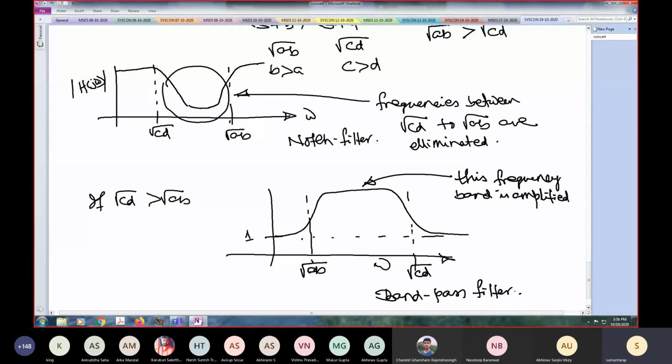What do these things do? They are introducing extra poles and extra zeros. S plus A by S plus B. That means you are putting a zero at minus A and a pole at minus B. So if you add an extra pole and extra zero to your system, how the system's behavior changes, that you will learn afterwards.